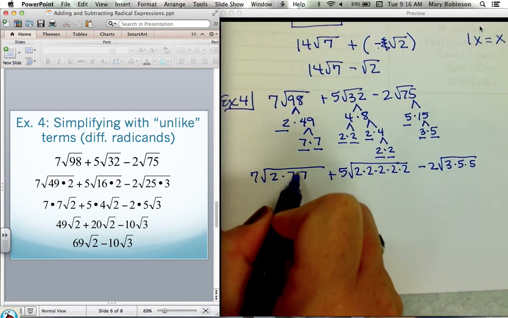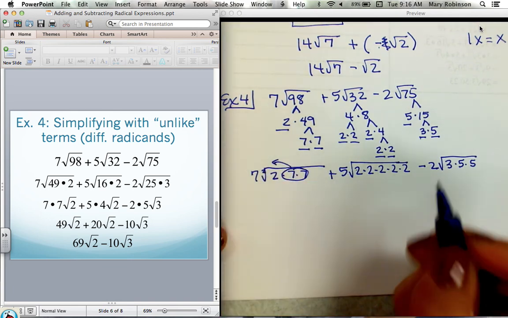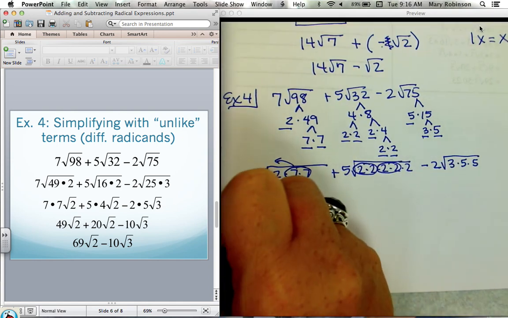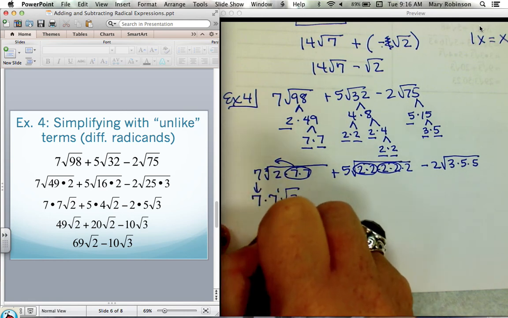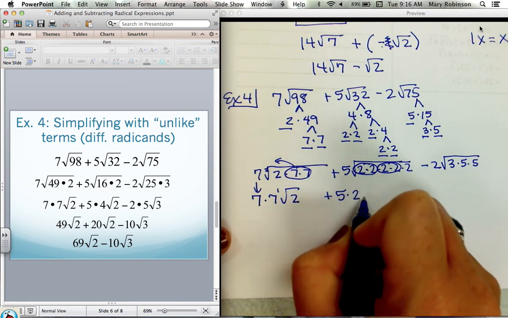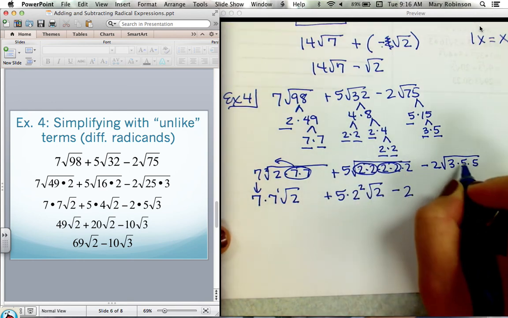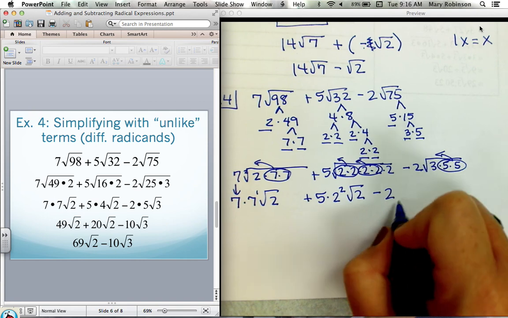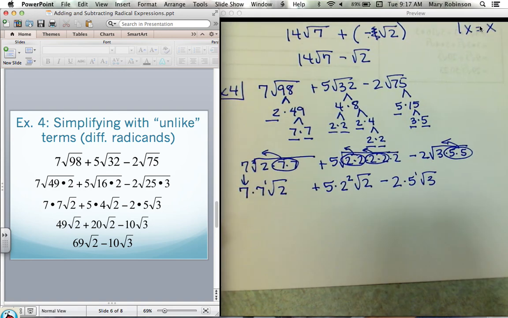Remember from yesterday, when we simplify a square root, because our index is 2, we are looking for pairs of the same factor. So I have one group of 7. So this is for this 7. I pull out one group of 7, square root of 2, plus, bring down the 5. I'm going to pull out a 2, then another 2, so that's 2 groups. And lastly, I have a pair of 5s that will come out. So that will leave me with a 5 out here, and I leave the square root of 3.